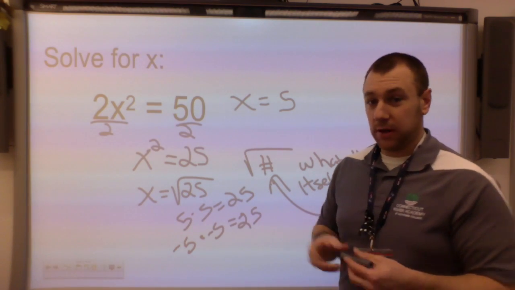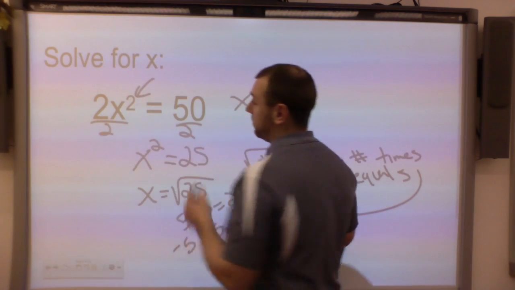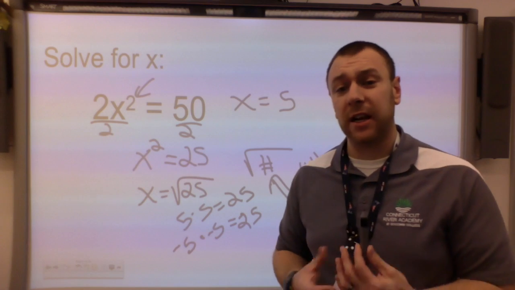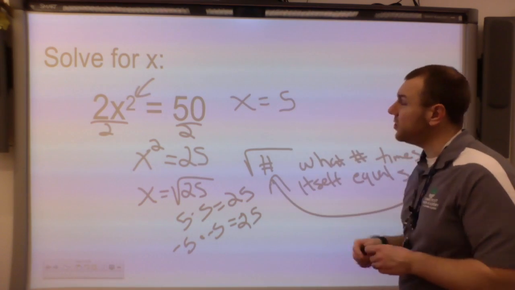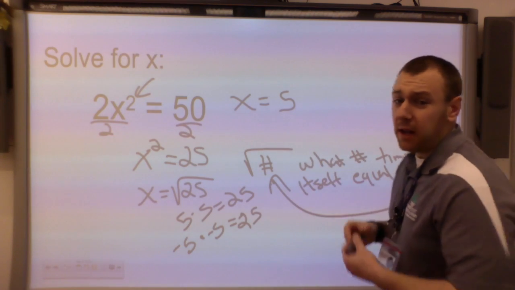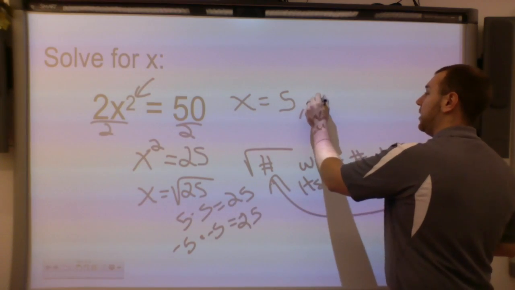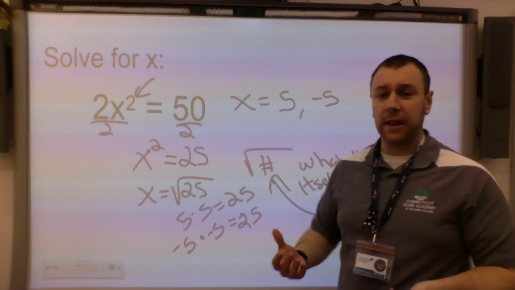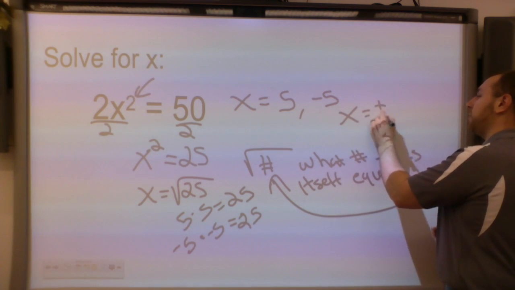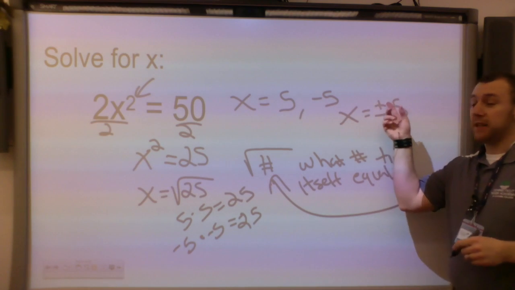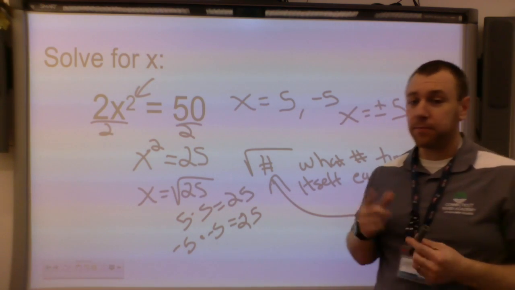And you might have noticed, every time you see that there's an x squared there, you're generally going to have two answers to this. So x doesn't only equal 5. It also could be negative 5. So we write it like that. Also, you might see x equals plus or minus 5. So positive 5 or a negative 5.